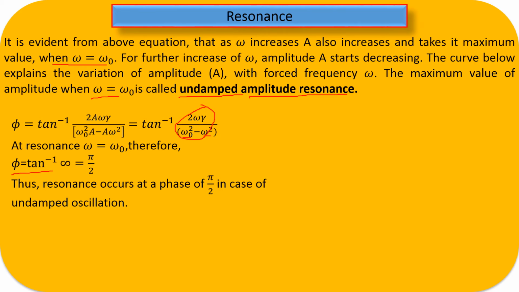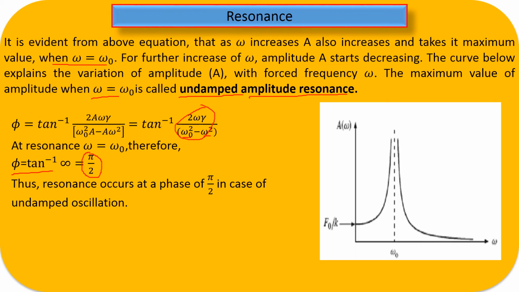So at the resonance you are getting tan inverse infinity, and at the resonance the value of the phase is equal to pi by 2. So at the phase value of pi by 2 you are getting the resonance. Naturally if you are going to increase beyond this, you are going to get a minus, and therefore its phase has changed. The resonance occurred at a phase of pi by 2 in case of undamped oscillation, and naturally these are the oscillations that I had told you about in the previous class.